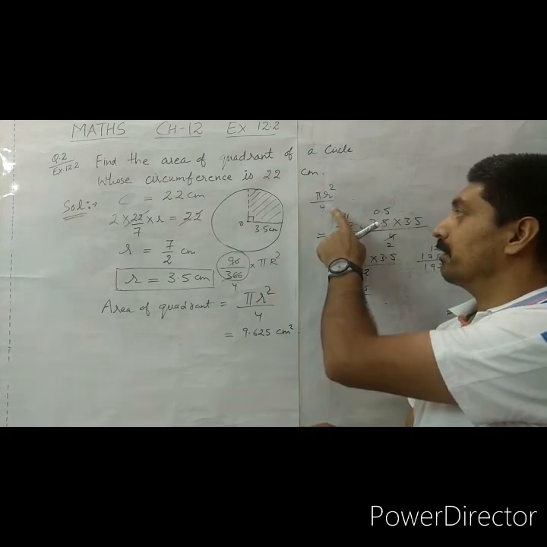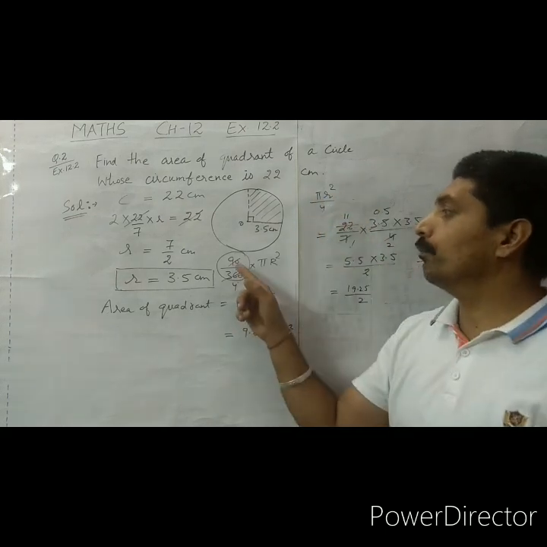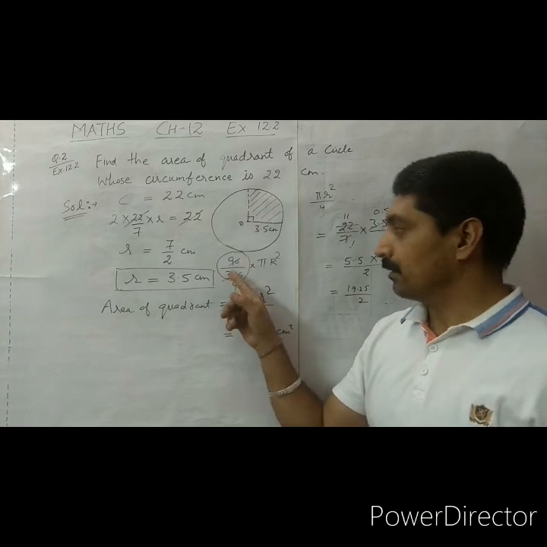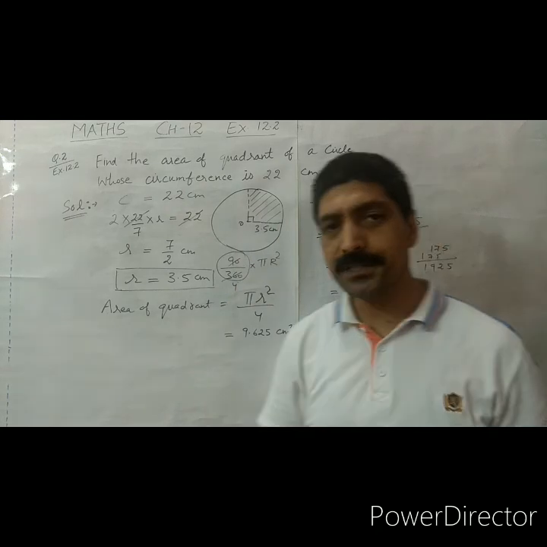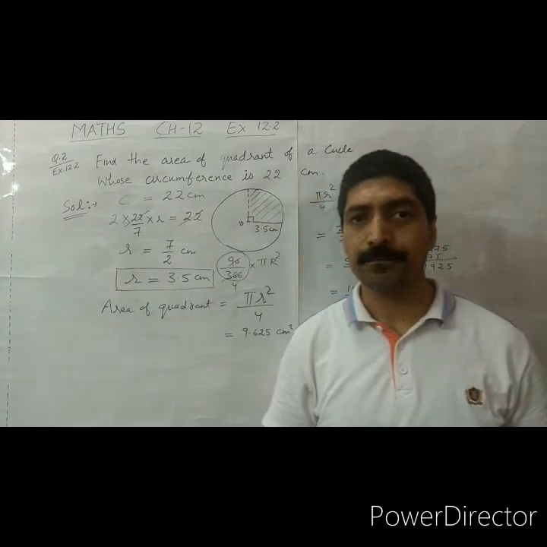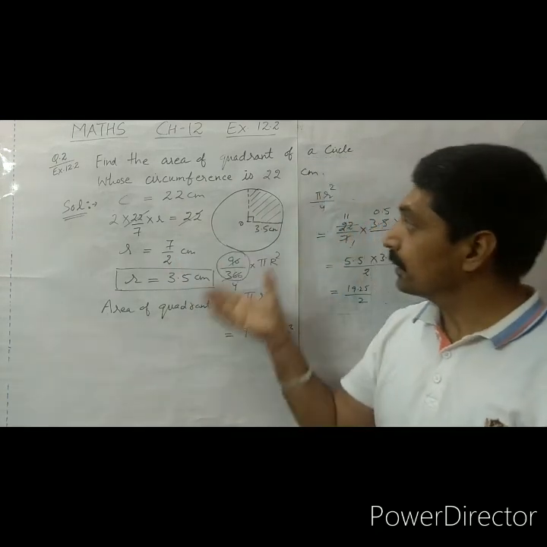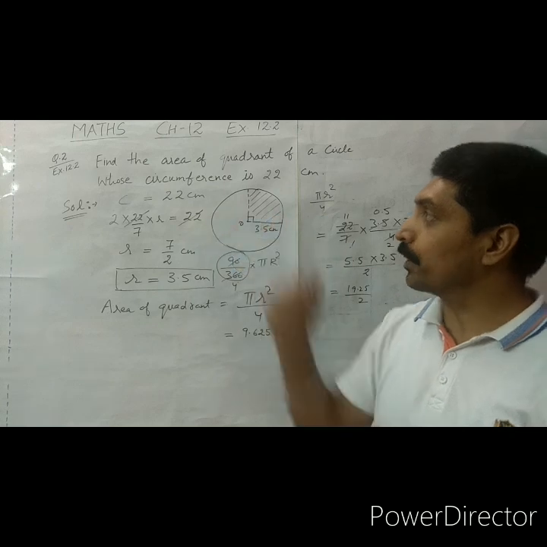r square divided by 4. No need to go for 90 or theta upon 360, because in quadrant angle is always 90 degree. So I hope you are clear with the area of the quadrant.